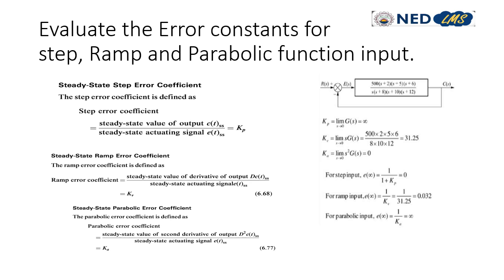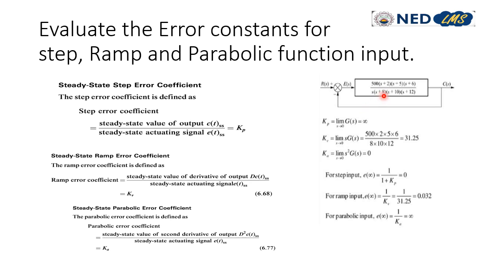Now we'll evaluate the error constants. For example, we have a system with the transfer function 500 (s plus 2)(s plus 5)(s plus 6) upon (s plus 8)(s plus 10)(s plus 12), and we have this as the forward path transfer function g of s.